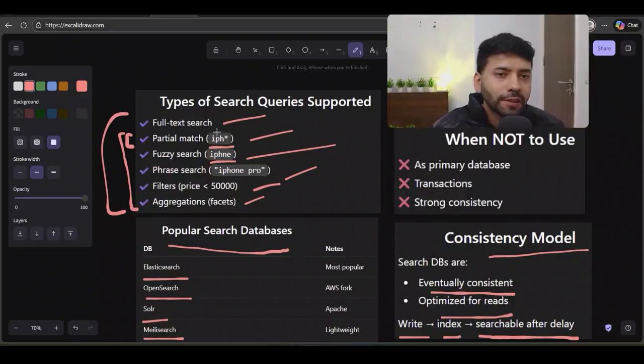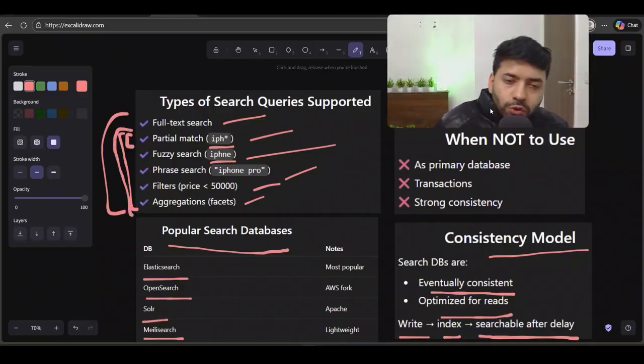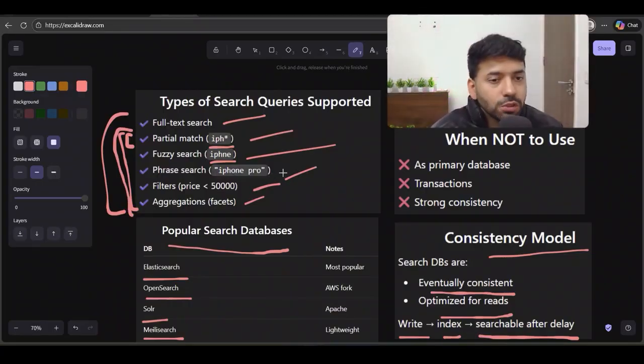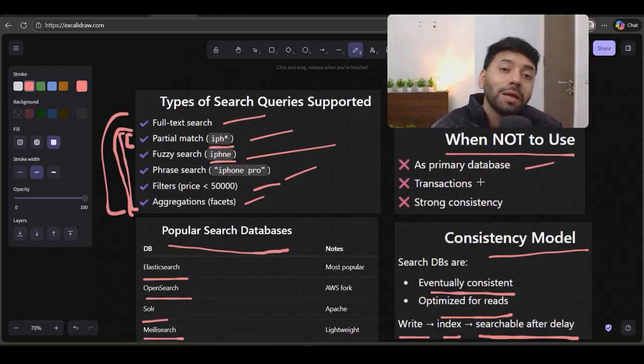As we discussed earlier, we use the search database when you have to perform search operations. You can use it for autocomplete, or product search, or even for log analytics. But when not to use the search database: it cannot be used as a primary database. As a primary database, you would use either SQL or NoSQL. This database is specifically used for search operations.